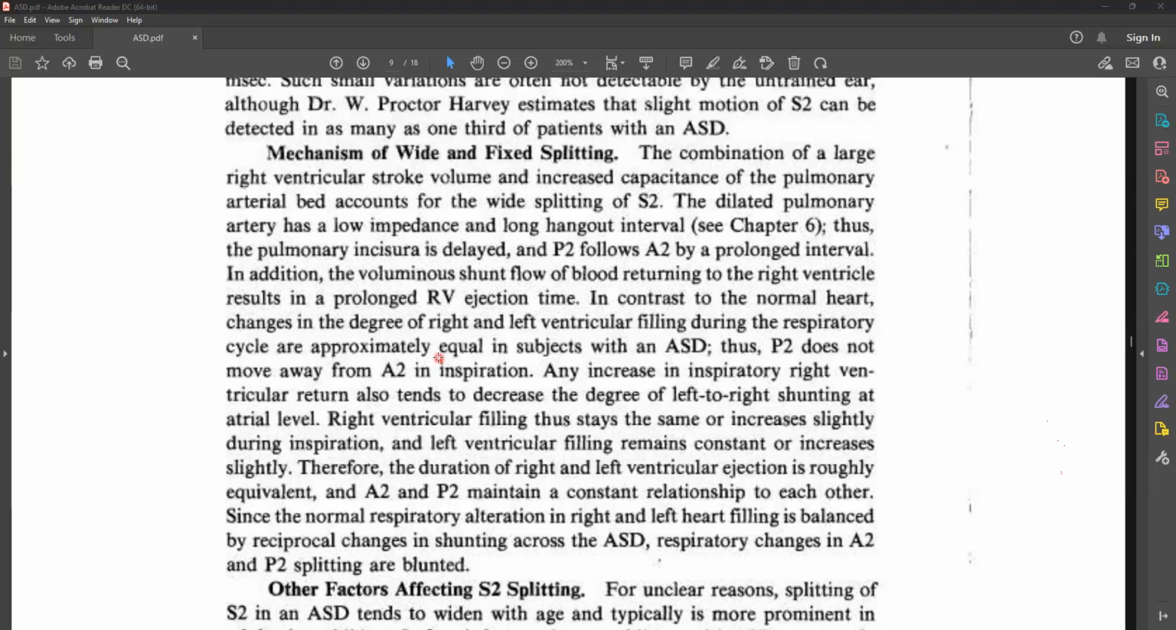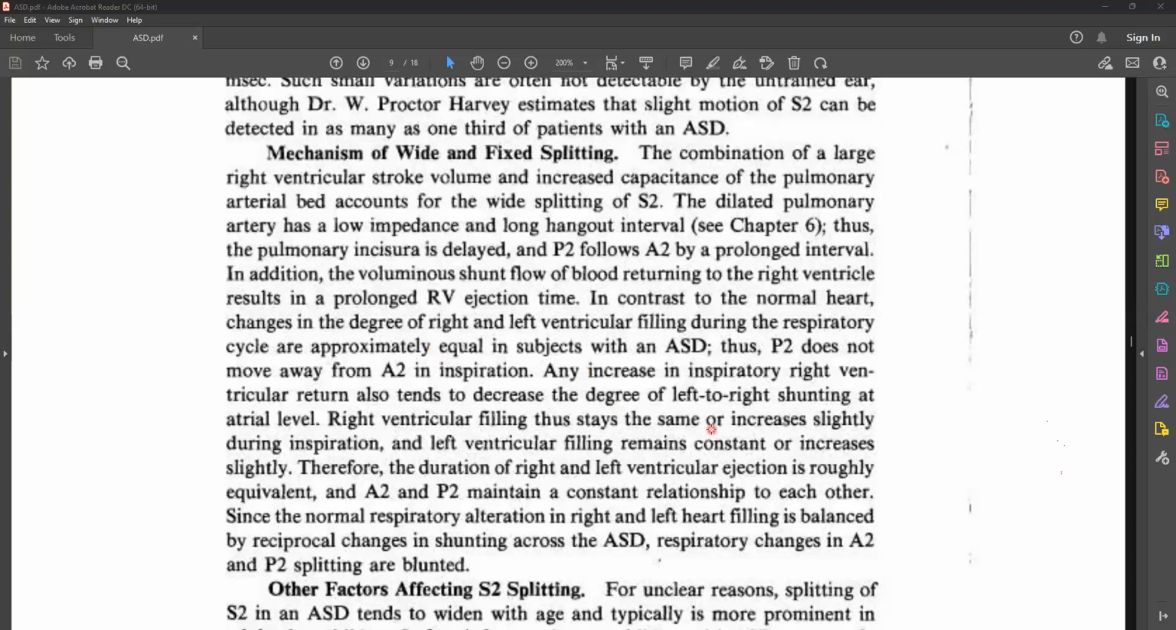Now, why does it occur? Any increase in the inspiratory right ventricular return also tends to decrease because the shunt occurs constantly. So when the right ventricular inflow or the right atrial inflow increases, this will block the shunting from the left atrium to the left ventricle. Therefore, the filling is decreased, right? So it automatically counters the shunting, and therefore the amount of filling in the right atrium and the left atrium is almost the same in both inspiration and expiration. Therefore, that inspiratory increase does not occur at all, right?